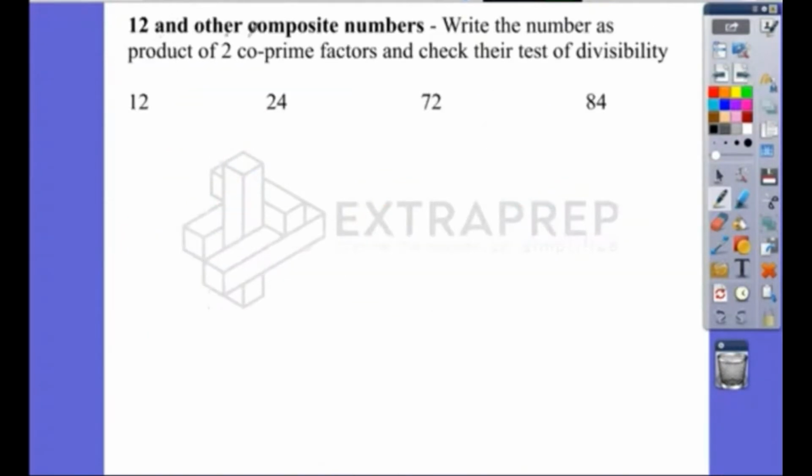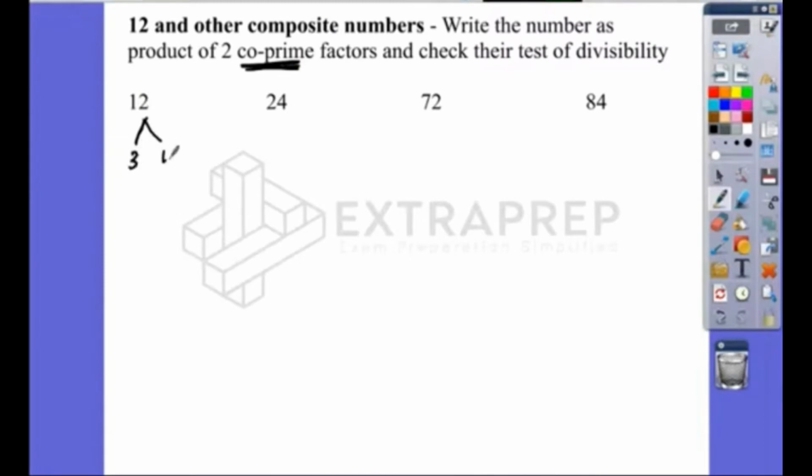Now, the divisibility rules for 12 and other composite numbers. See, 12 is a composite number. Write that number as product of 2 coprime factors. What do you mean by coprime? Which cannot be cancelled. So 2 coprime factors and check the test of divisibility. 12 should be broken into 2 numbers such that they cannot be cancelled.